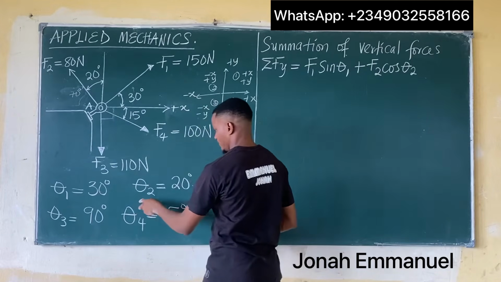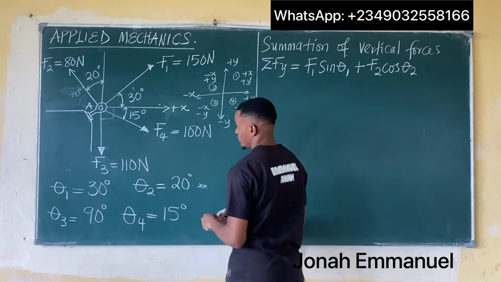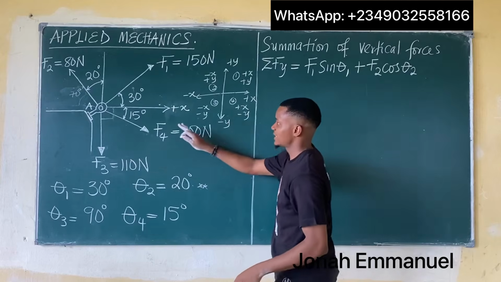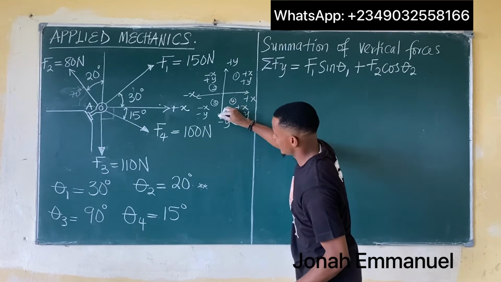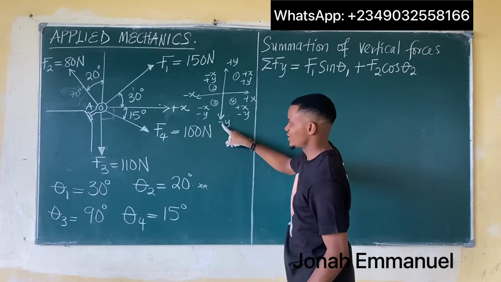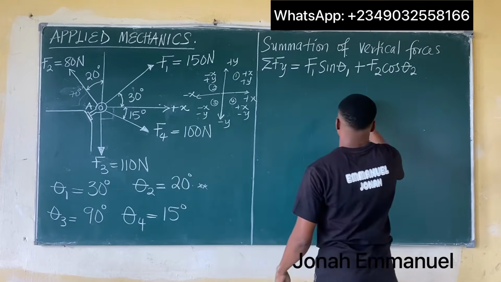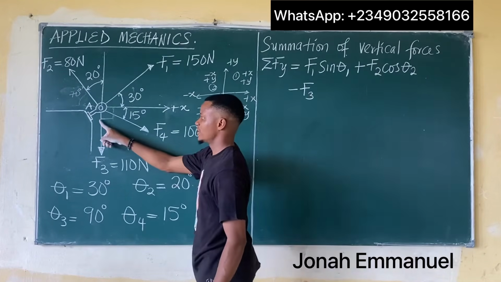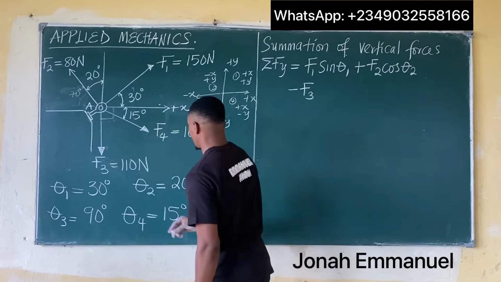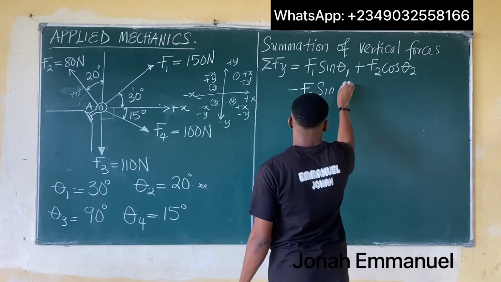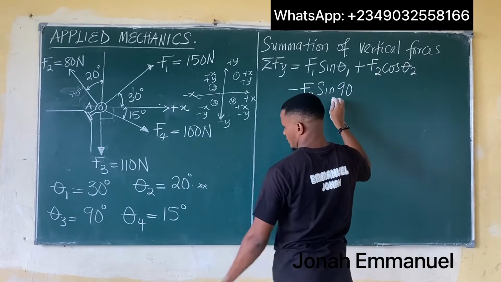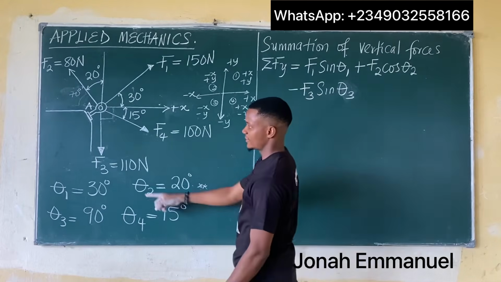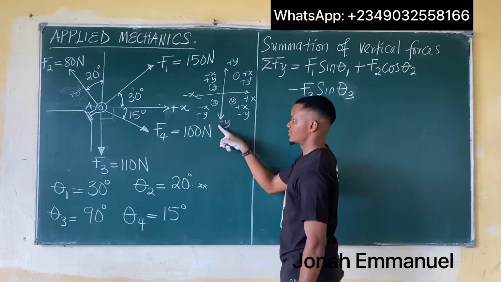F3, now look at this. F3 is pointing this way. If I compare this with my Cartesian coordinates, F3 will be lying perfectly downward like this, which is negative of y. So it becomes minus F3. The angle of inclination is to the horizontal, that's 90 degrees, so sine theta 3. You know why it's negative, right? Because it's lying downwards, negative of y.